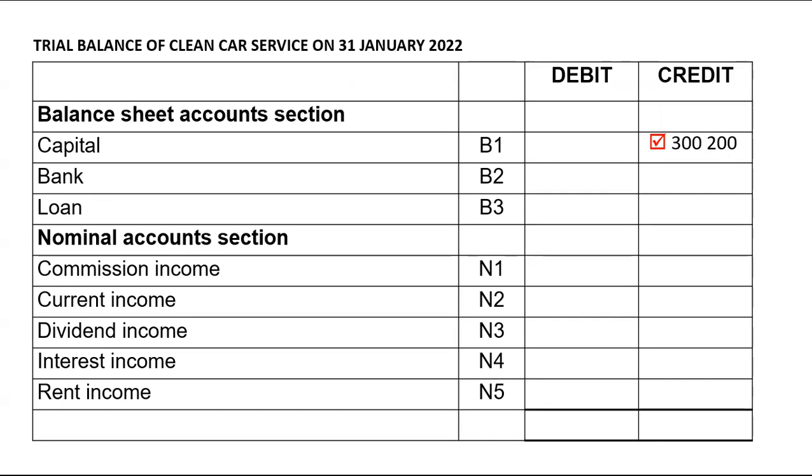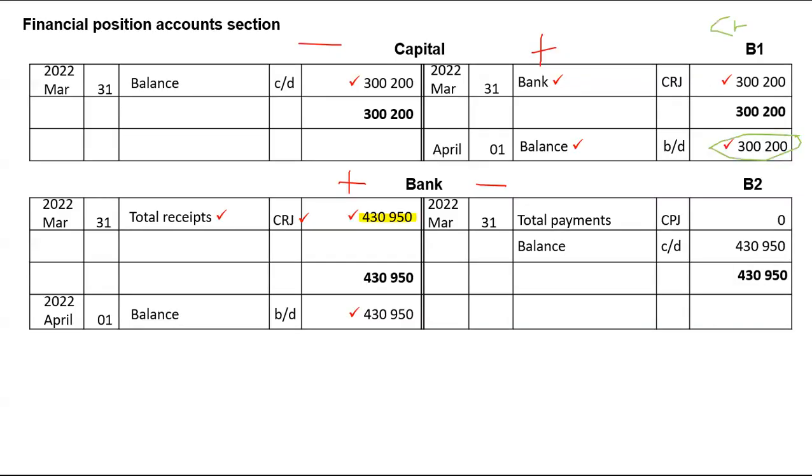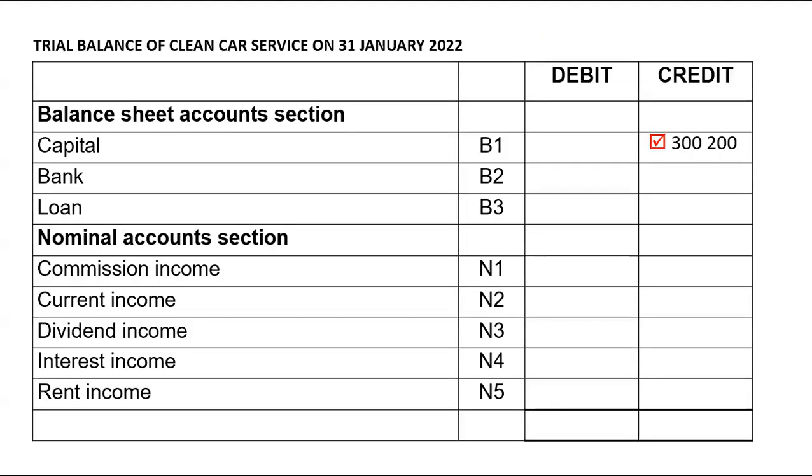For bank, let's see where the balance brought down was for bank. Balance brought down for bank was on the debit side. So when we put it in our trial balance, we will put it on the debit side of our trial balance, which is, in this case, 430,950. We didn't have an account for loan. That's why for loan, I will have 0.